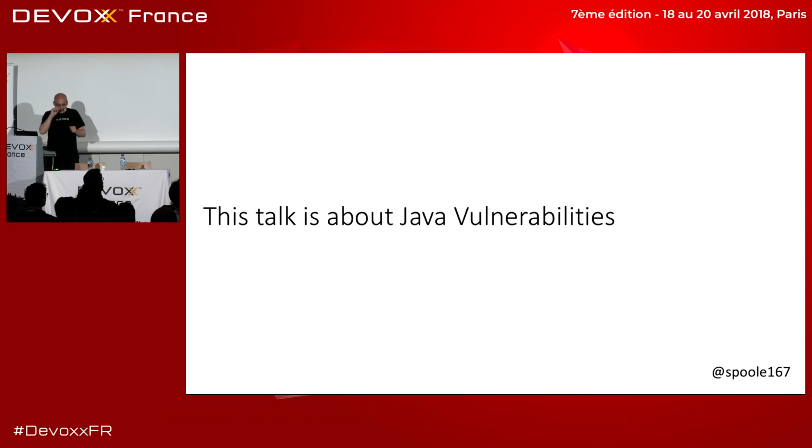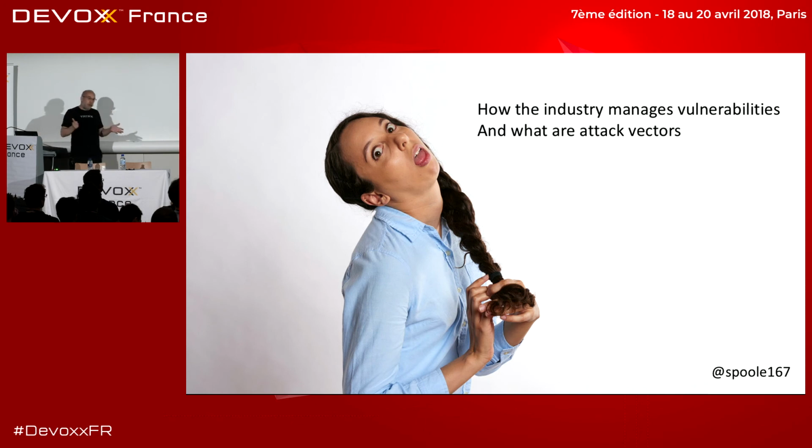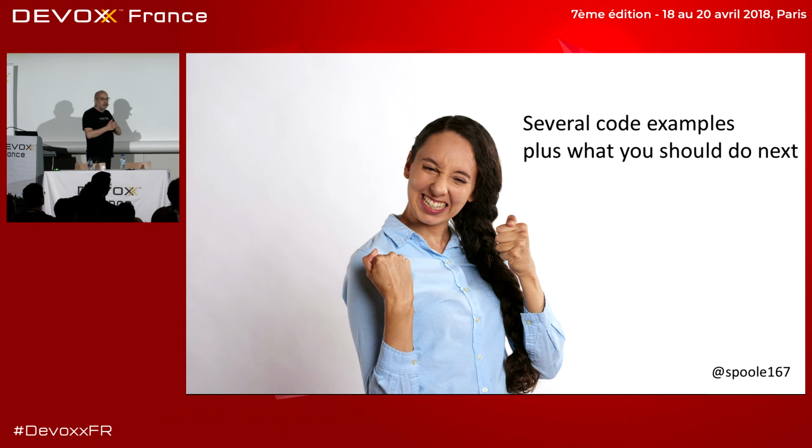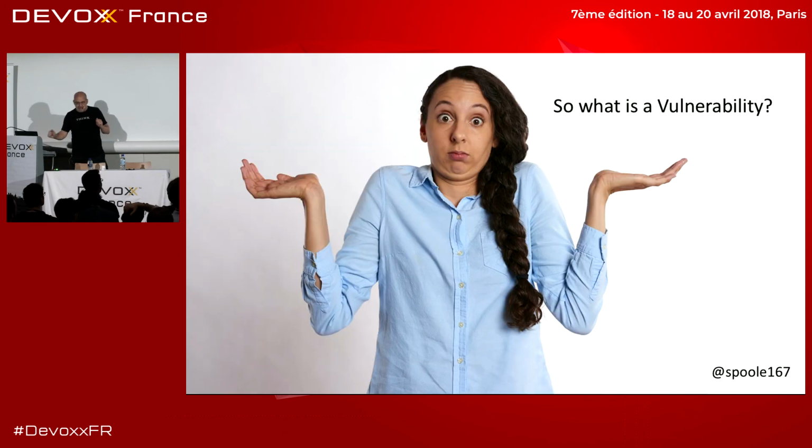So it's about Java vulnerabilities. I'm going to cover in this talk some boring things like how we manage vulnerabilities and what attack vectors are, so that you can start to get some of the terminology. The scary things, because there are some really big scary things here. Why you should care. You're a developer, what has security got to do with you? And of course, code. It wouldn't be any good if we didn't put code up. So we're going to have some code.